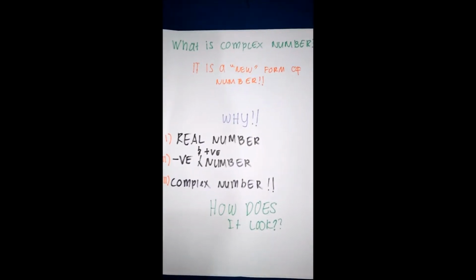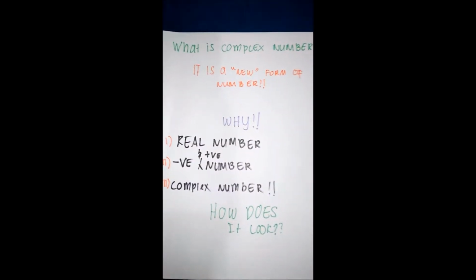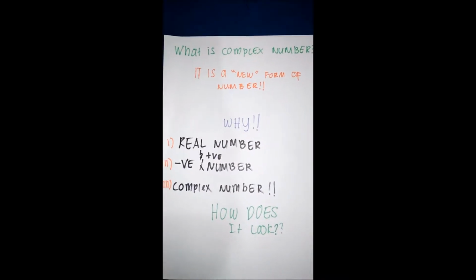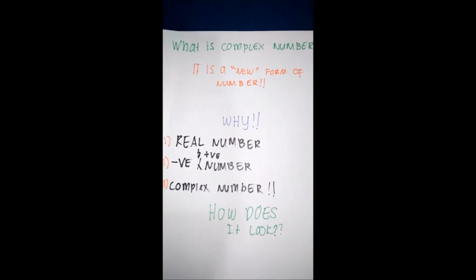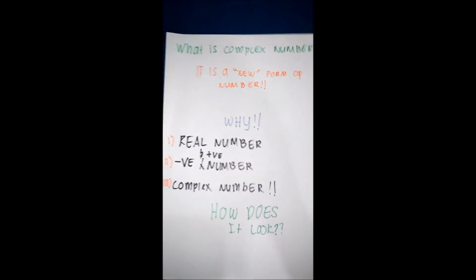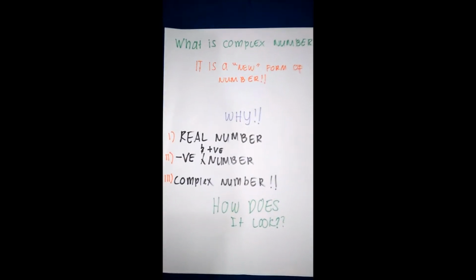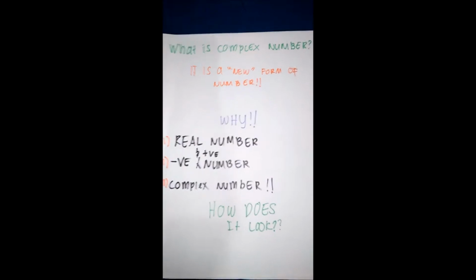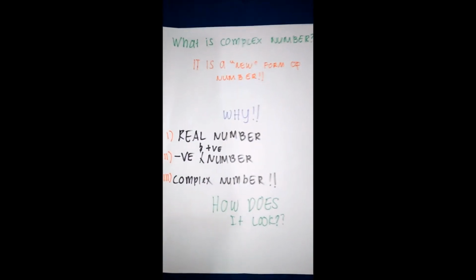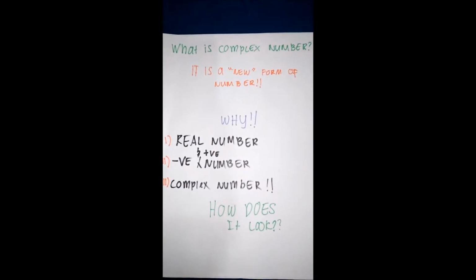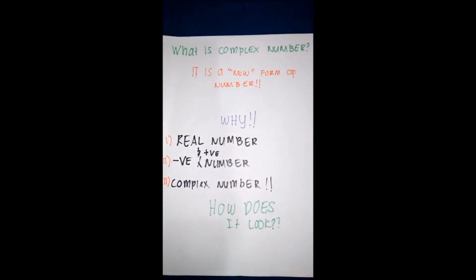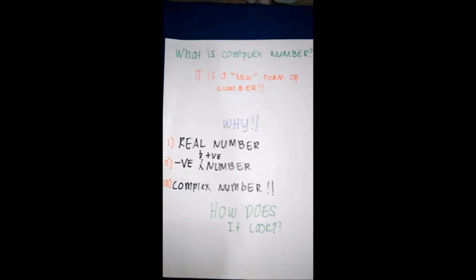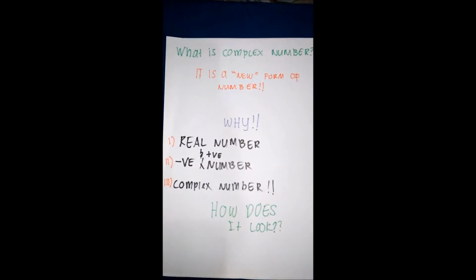So, in the mathematics world, there are a few types of number. There are real numbers, negative and positive numbers. So, what is a complex number? I say that it is a new form of a number. Why? Because after this you'll see how we can say that a complex number is a new form of a number.